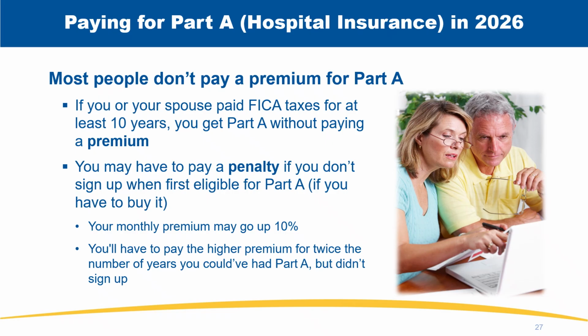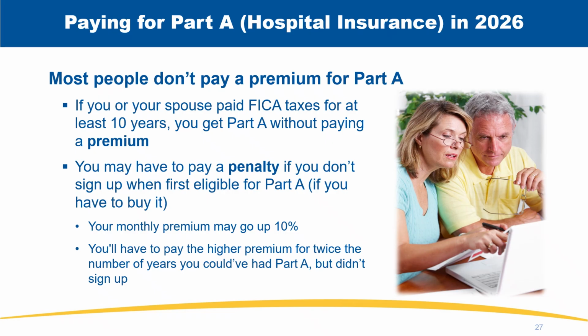Those who have between 30 and 39 quarters of coverage may buy Part A at a reduced monthly premium rate of $285 for 2026. So the further you are away from 40, the more you will have to pay. The closer you are to 40 quarters, the less you will have to pay.